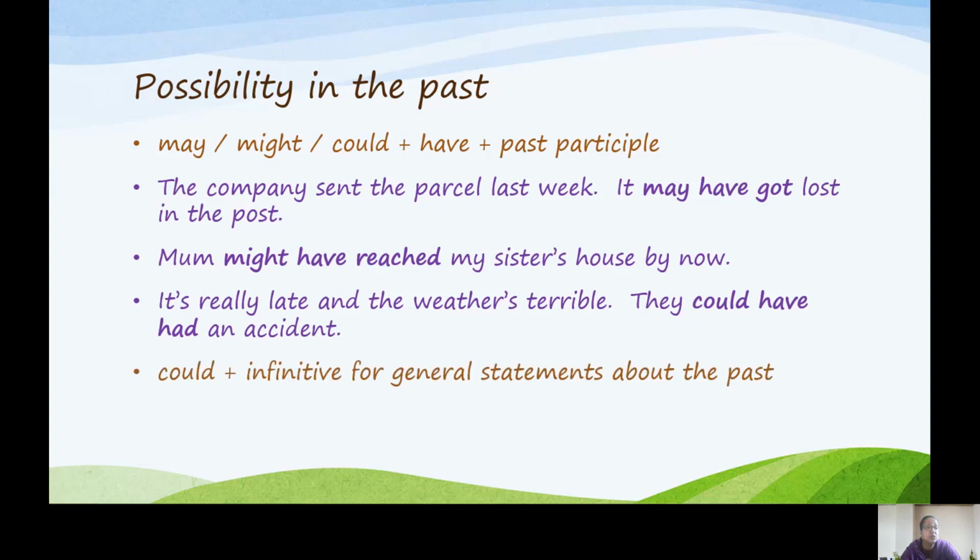We use could with the infinitive to talk about general statements about the past. So remember, we use can for general statements about the present, could about the past. For example, you could easily get lost in that city. Many people have got lost in the past.